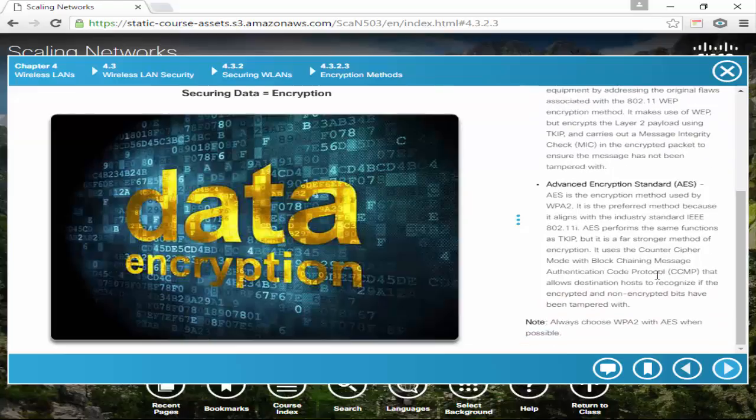AES is the encryption method used by WPA2. It is the preferred method because it aligns with industry standard IEEE 802.11i. AES performs the same functions as TKIP, but is a far stronger method of encryption. It uses the Counter Cipher Mode with Block Chaining Message Authentication Code Protocol (CCMP) that allows destination hosts to recognize if the encrypted and non-encrypted bits have been tampered with.